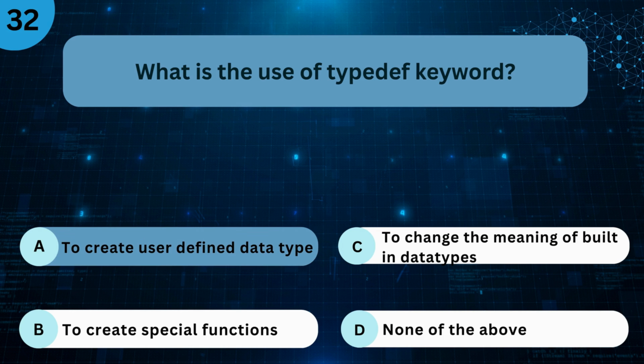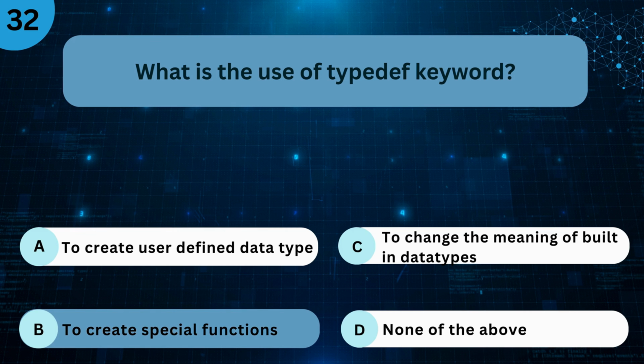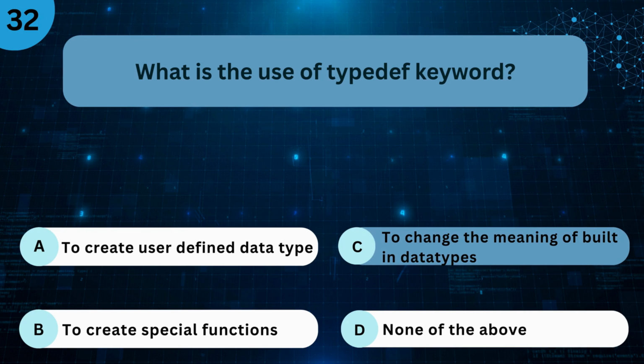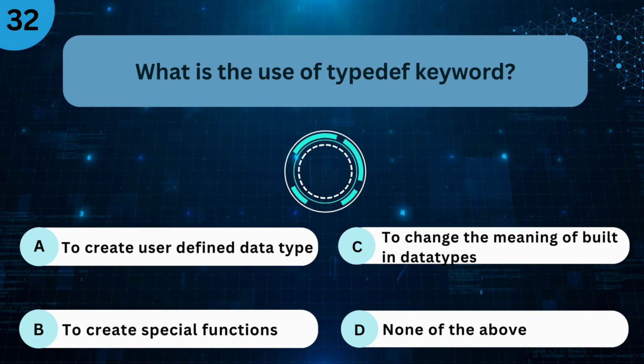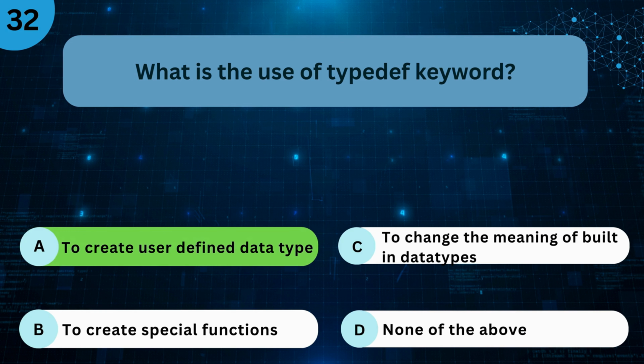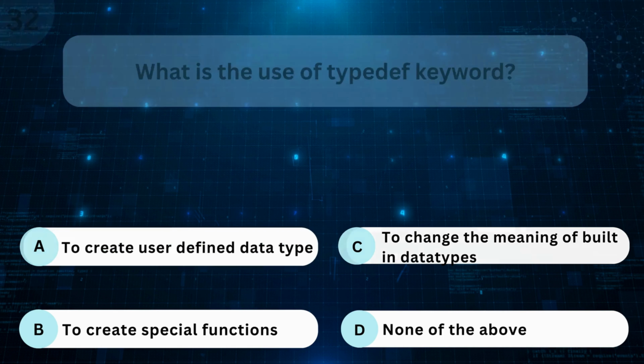A. To create user-defined data type. B. To create special functions. C. To change the meaning of built-in data types. D. None of the above. The right answer is A. To create user-defined data type.